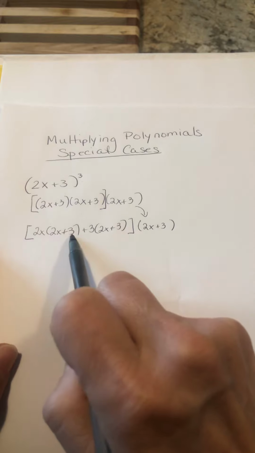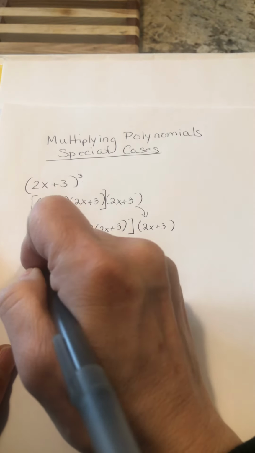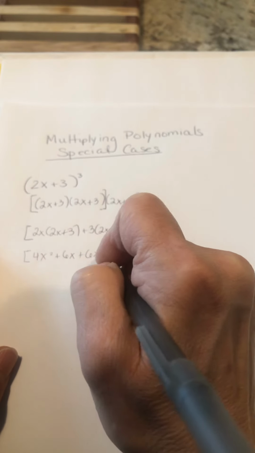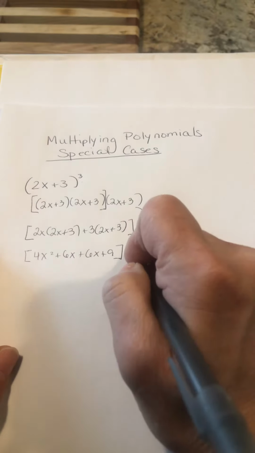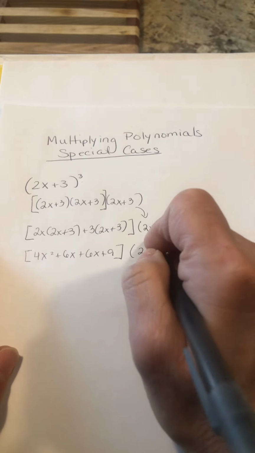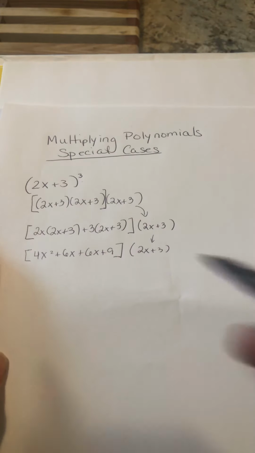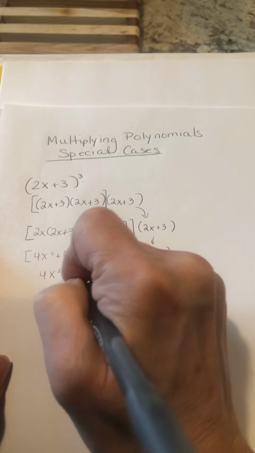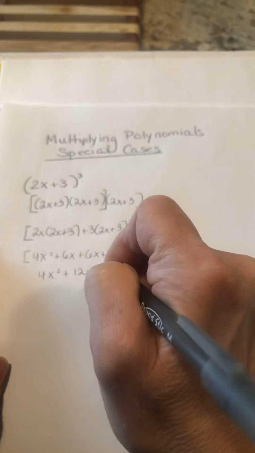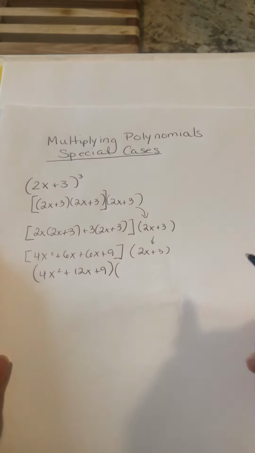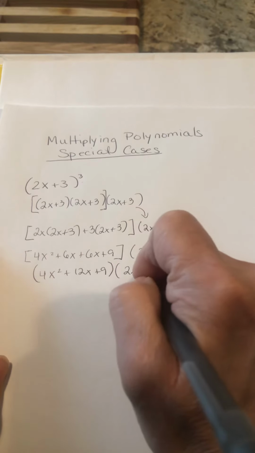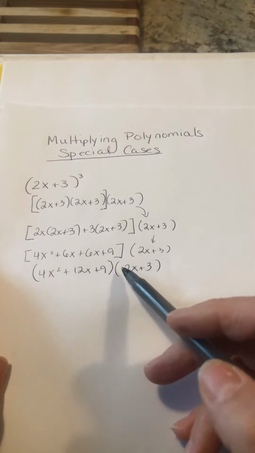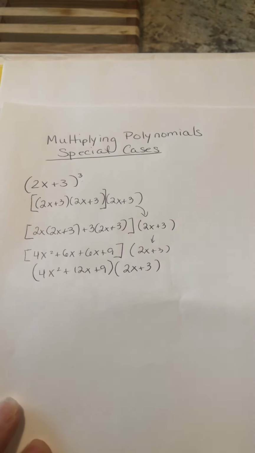So now when we go ahead, we're going to distribute. So we get 4x squared plus 6x plus 6x plus 9, and then our 2x plus 3. So again, that's going to come down. And now we're going to simplify. So we get 4x squared plus 12x plus 9. I can change that back to a regular parenthesis, and then 2x plus 3.